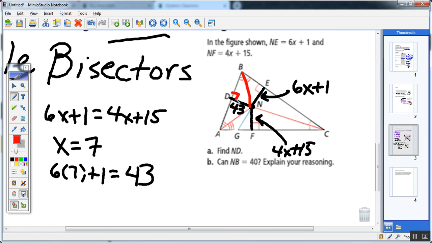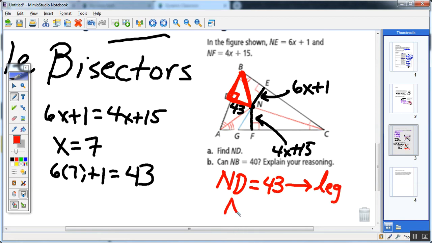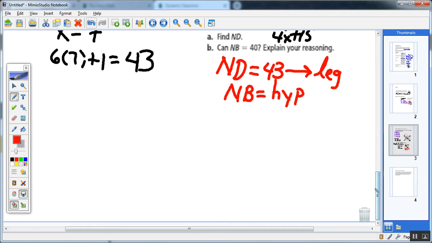So if the distance from N to D is 43, is that a leg or hypotenuse in this right triangle up here in red? No, the 43 is a leg. N to B is equal to what? Well, it's a hypotenuse. Kids, can a hypotenuse be shorter than a leg? In other words, can that hypotenuse be 40 if this leg is already 43? No. So what's the answer to part B? No, it's not happening.